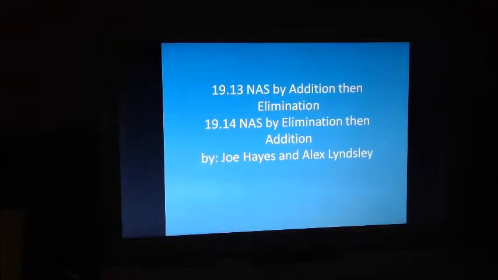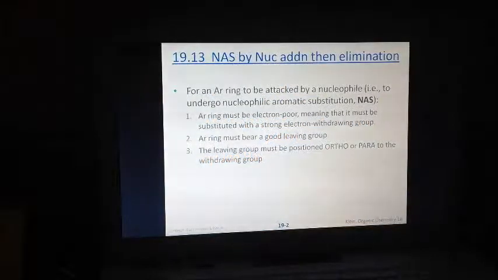Alright, today we're going to talk about nucleophilic aromatic substitution by addition then elimination, and then the opposite, which is elimination then addition. So first we'll be going over addition and then elimination.